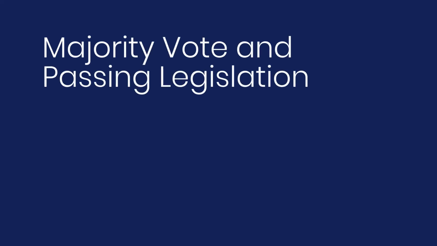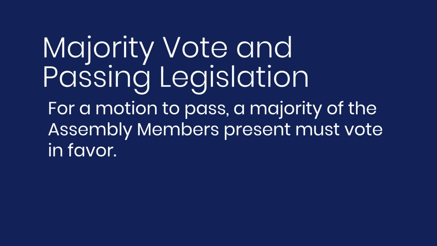Majority vote and passing legislation. For a motion to pass, a majority of the Assembly members present must vote in favor. A majority is more than half, or 6 of the 11 Assembly members, if all are present.